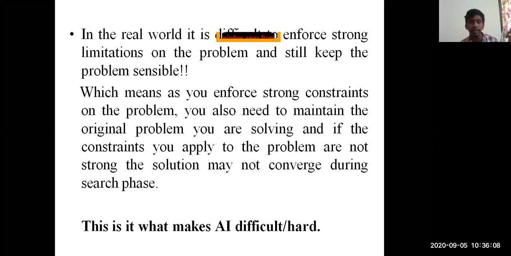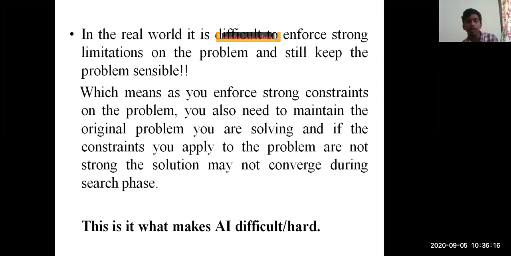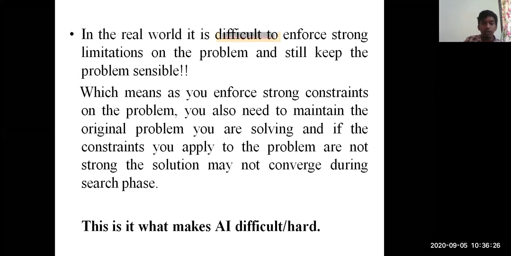So you also need to maintain the original problem you are solving, and if the constraints you apply to the problem are not strong, the solution may not give you an exact solution. So that's what you need to keep in your mind, guys. You need to not misguide your original problem. You need to keep that in your mind and try to get your solution.